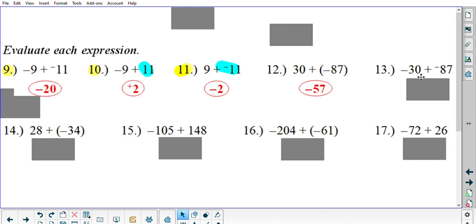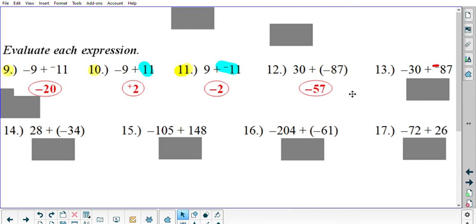All right, number 13. We have negative 30 plus negative 87. You're going to see I'm flip-flopping between putting the negative number in parentheses and not putting it in parentheses and putting the negative sign a little bit higher up instead. Totally your choice which way you want to do it, but that is a negative 87. I apologize if that negative sign was a little hard to see.